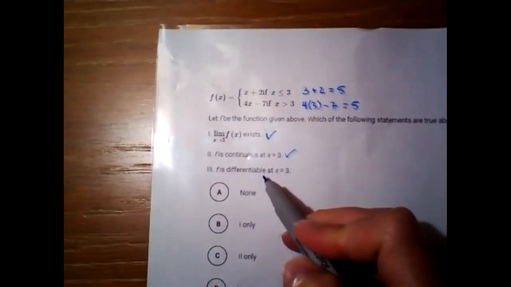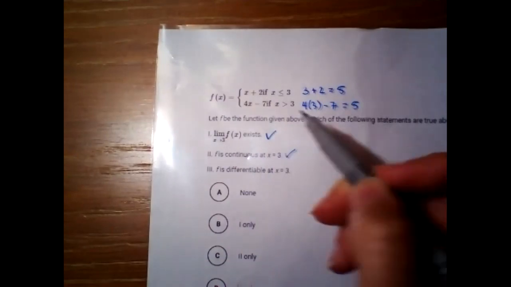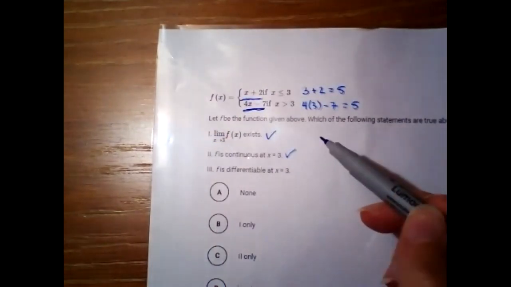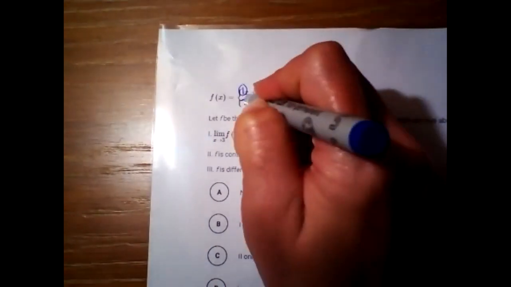But are we differentiable? Now you need to look at the slopes from each side. We're going to be able to avoid having to do all those limits because both of these pieces of the function are linear. So I can just go by the slopes. If you have something that's not linear, you would have to actually go through the whole limit process and do the derivative. But if they're linear, we can just use the slope. So the slope from the left side is going to be 1, and the slope from the right side is going to be 4. So those are not matching up. So we're not going to be differentiable there. The slopes for each side are not the same. So we get Roman numeral 1 and 2, which is D.